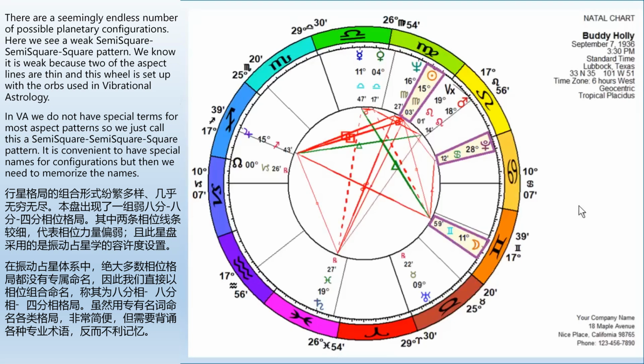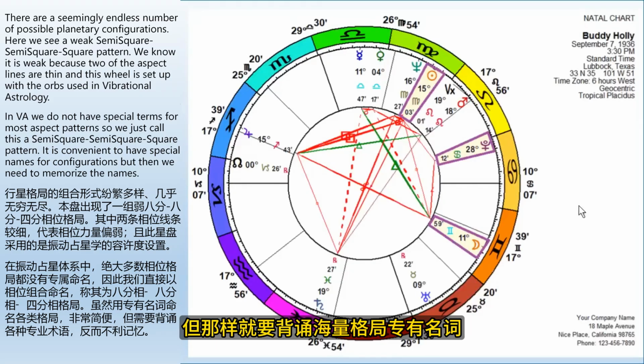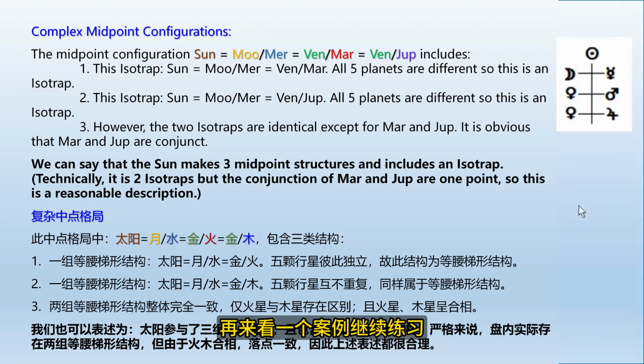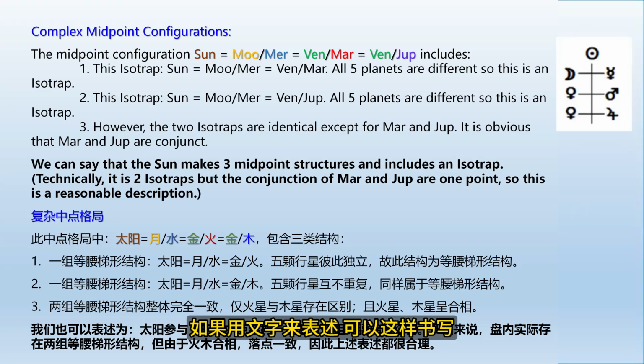Okay. And as I said before, it would be convenient to have special names for all these configurations, but then we would need to memorize them. And in VA, the number of configurations is huge. Okay, here's another example just to practice. Here's a midpoint tree you see on the right side. Sun is at Moon, Mercury midpoint, and Venus, Mars midpoint, and Venus, Jupiter midpoint. If you were to write it out, you could write it like this: Sun equals Moon, Mercury midpoint equals Venus, Mars midpoint equals Venus, Jupiter midpoint.